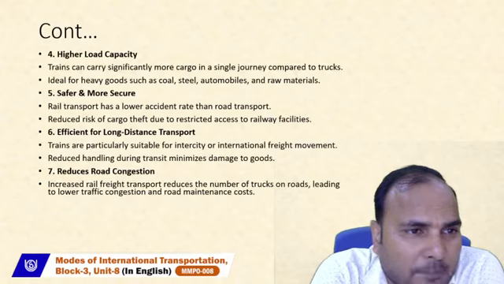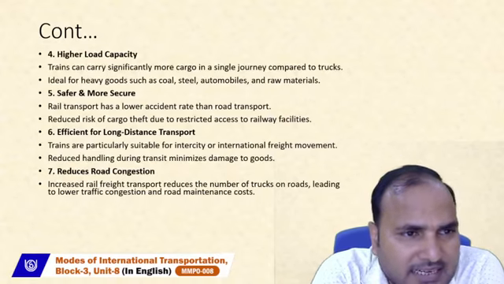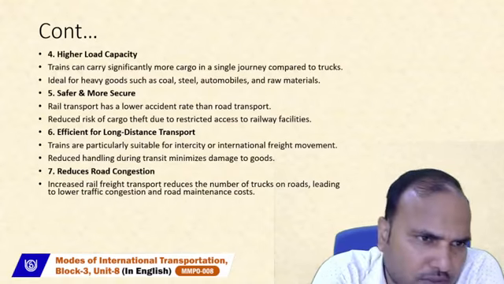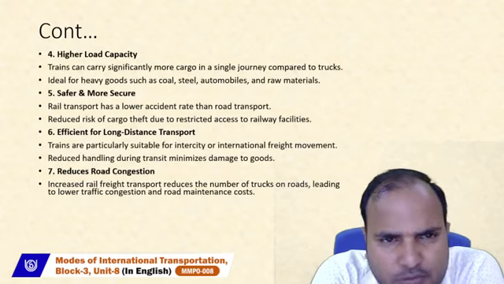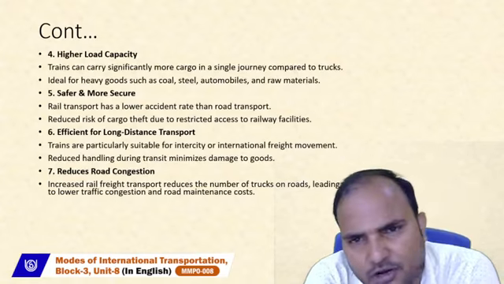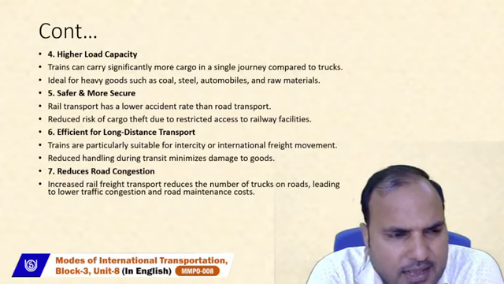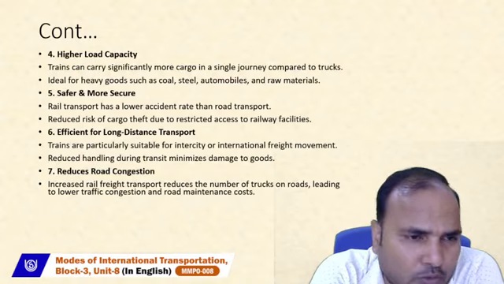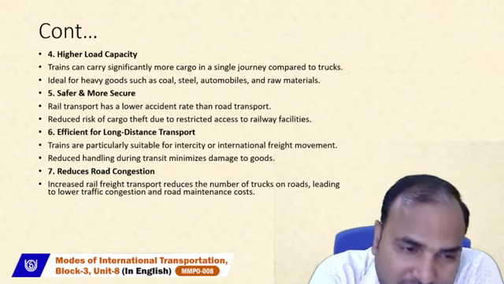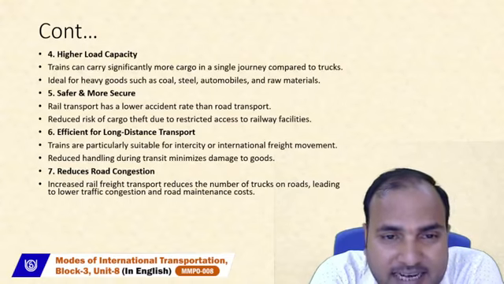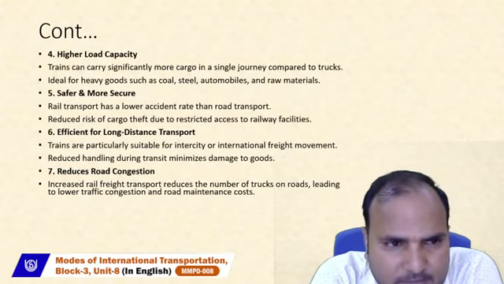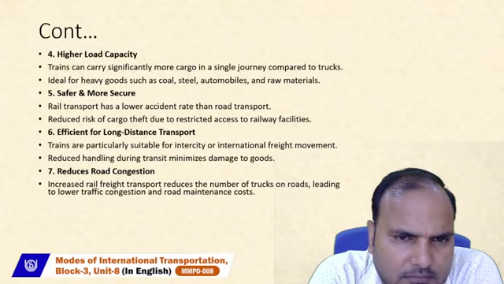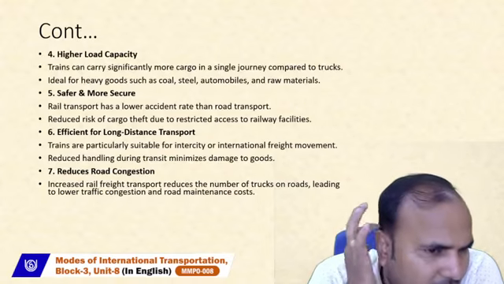Another is higher load capacity. Trains can carry significantly more cargo in a single journey compared to trucks, and are ideal for heavy goods such as coal, steel, automobiles, and raw materials. Another is safer and more secure. It has a lower accident rate than road transport. Also, it reduces the risk of cargo theft due to restricted access to railway facilities. There are RPF facilities, very little traffic, and many restrictions.